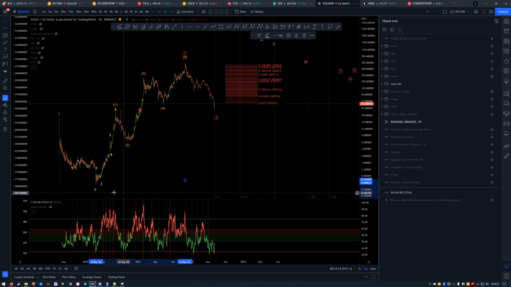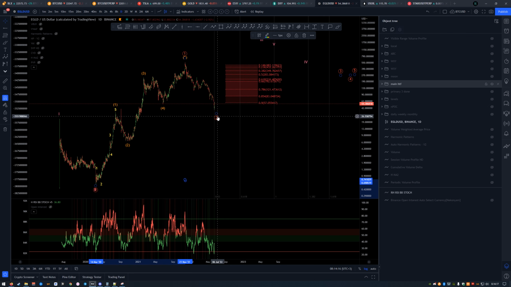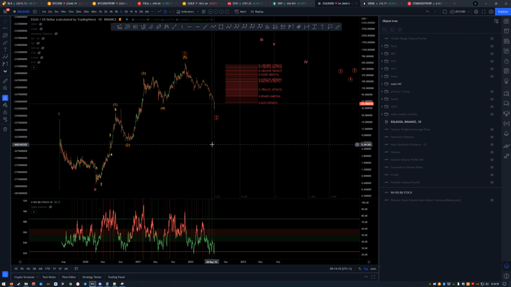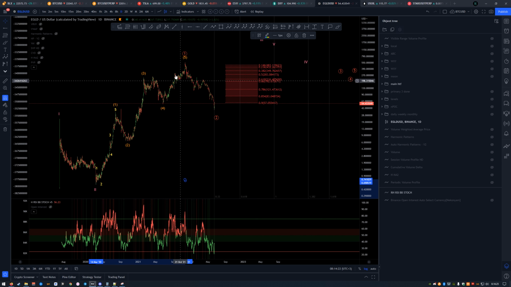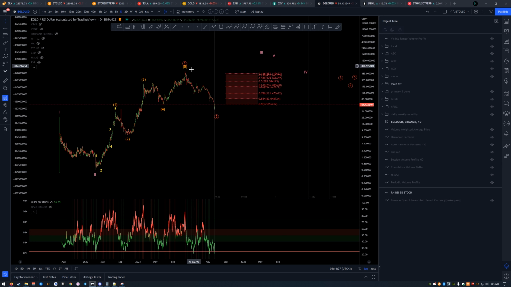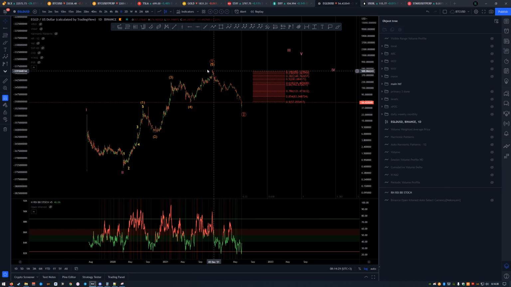Also in time, we can see that the wave 2 here has now taken the minimum of 33% of the time it took to create this wave 1 for the wave 2. So that is again hitting it right on the dot for the minimum target.